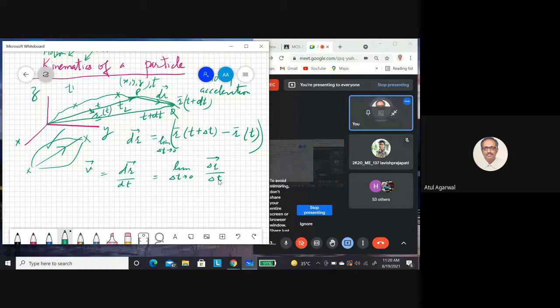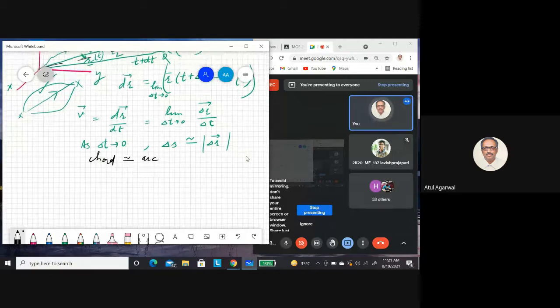Now as delta t tends to 0, as you see, as your delta t goes to 0, you are going closer and closer to this point. So this distance is becoming almost equal to the distance traveled. So your chord approaches your arc. Okay. So you understand the difference between chord and arc. If you have a circle, for example, this is your chord, this is your arc. As you keep going closer, they become almost equal.